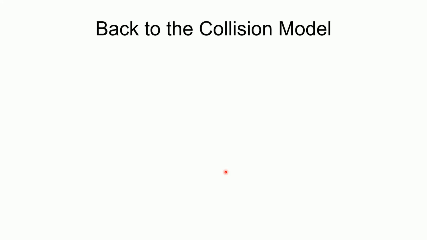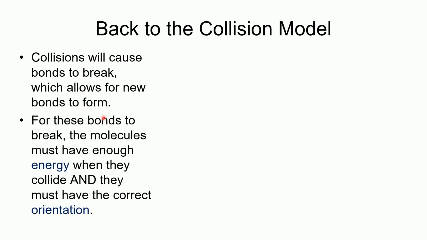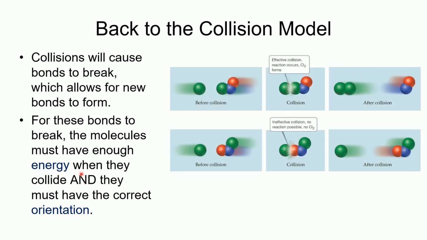Now we need to go back and look at the collision model a little bit before we move on. In the collision model, we'll find that collisions cause bonds to break. And when those bonds break, new bonds can form. We'll find that in order for the bonds to break, the molecules have to have enough energy and they need to have the correct orientation.